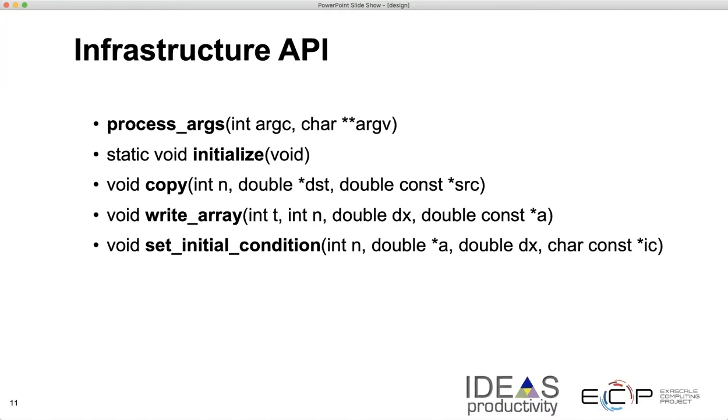So the infrastructure API, if you've looked at the GitHub repository that contains the hands-on part of the code, you will see that these exist. And so these are part of the infrastructure API, where this is taking the runtime arguments that you invoke when you invoke the code, the initialization. This is a utility for copying. This is the utility for output, and then the initial condition setting. This is the infrastructure API for that code.